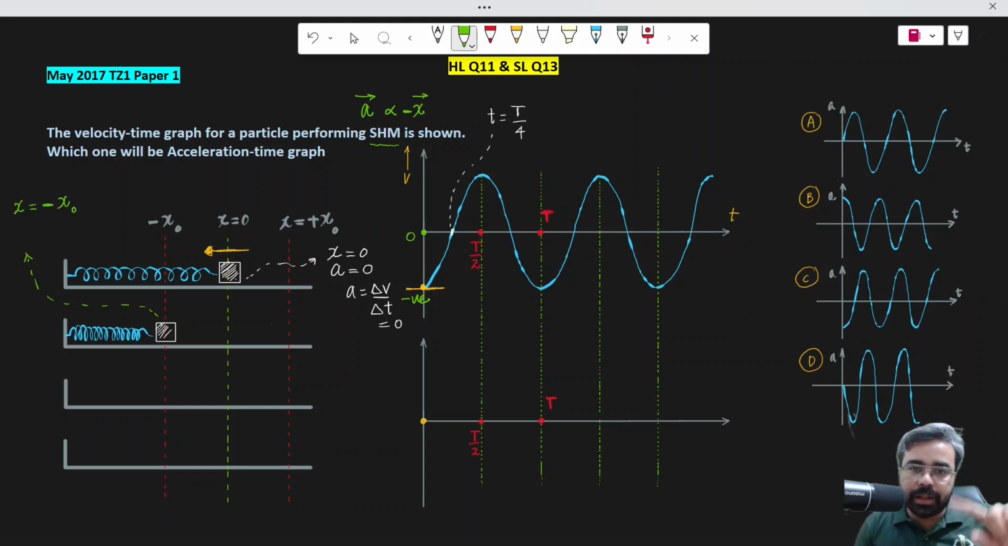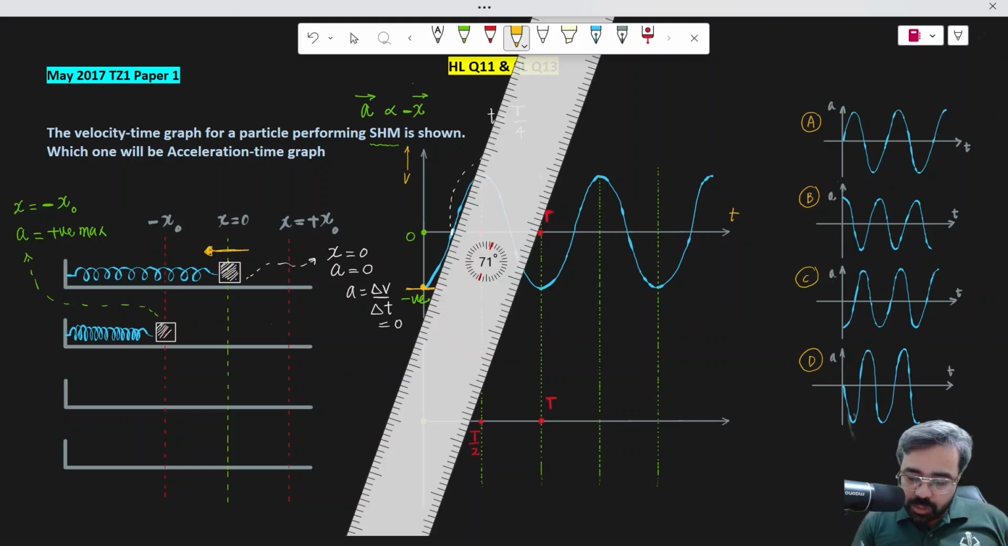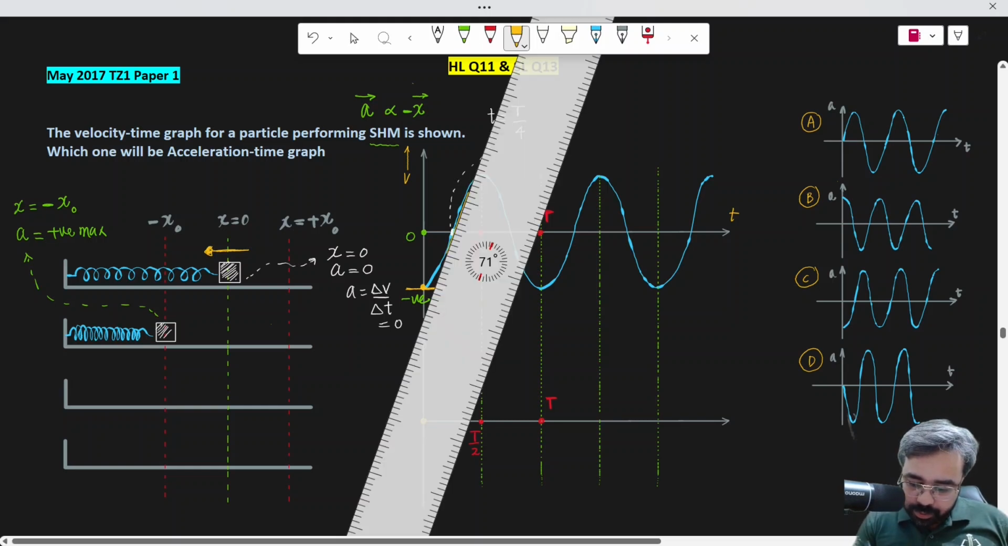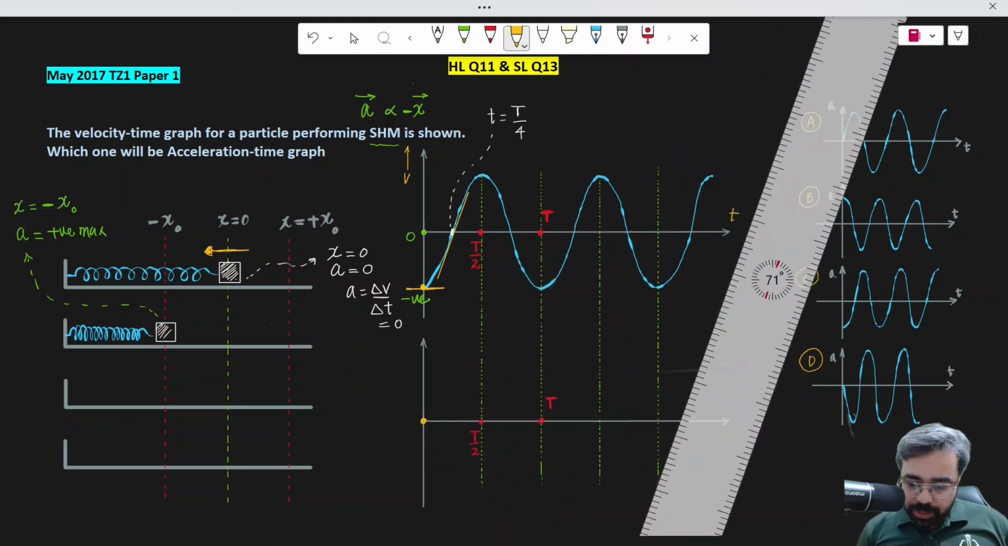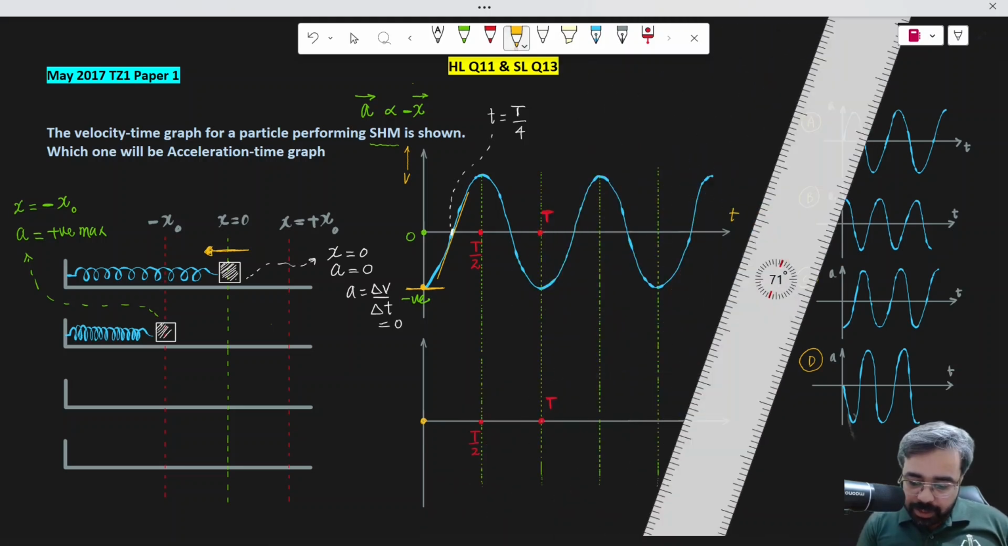But since the acceleration is directly proportional to displacement, but always in the opposite direction, it means that at that point the acceleration must be at its positive maximum value, which is exactly endorsed by the graph when you find the gradient. This is the tangent line, and this tangent line has a maximum slope or gradient, which means that the acceleration has been increasing from 0 to the maximum positive value.